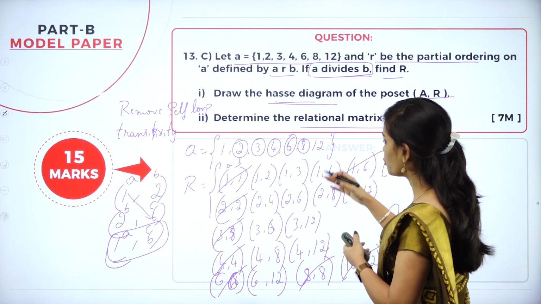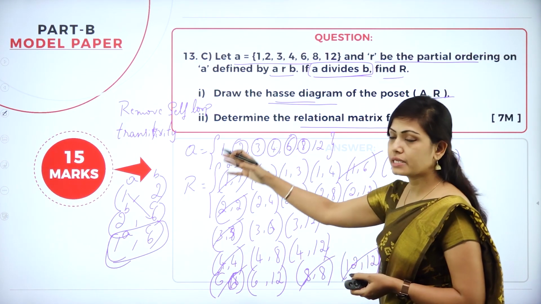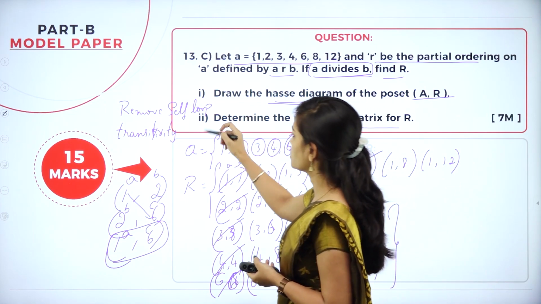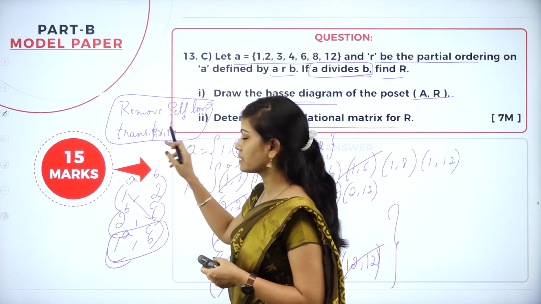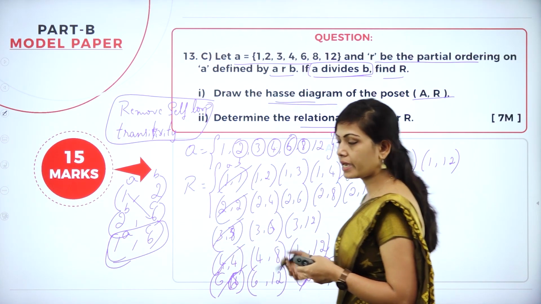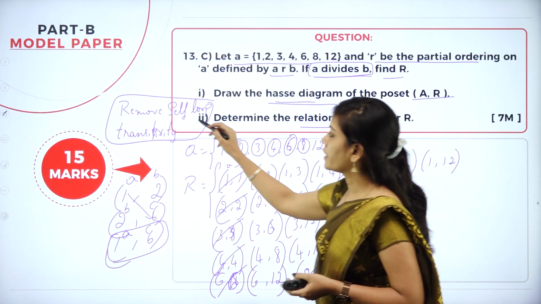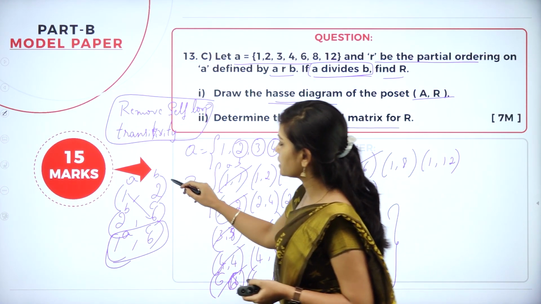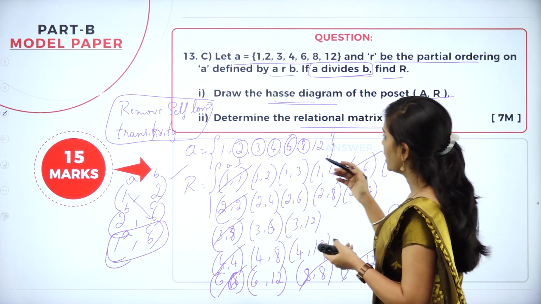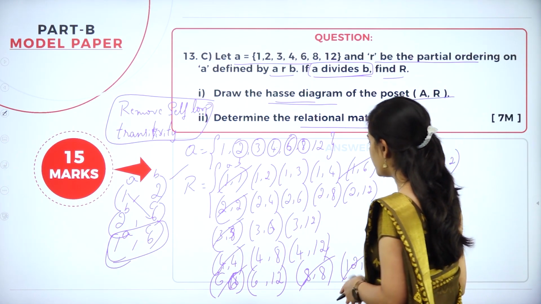So like that you have to remove the self loop and transitivity. You just mention this step also. For writing the Hasse diagram, you have to follow this step: remove self loop and remove transitivity. You just check all the transitivity and next you can write the complete relation.